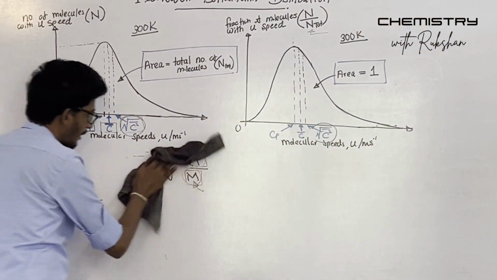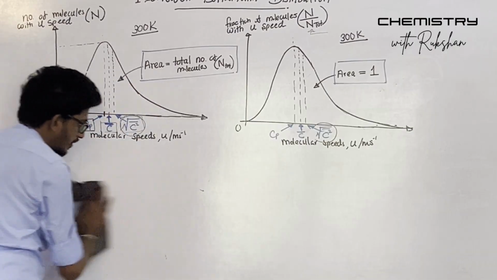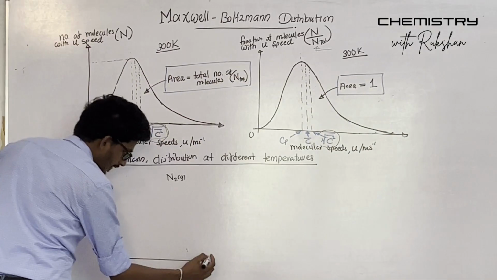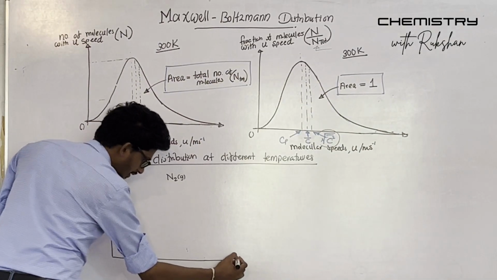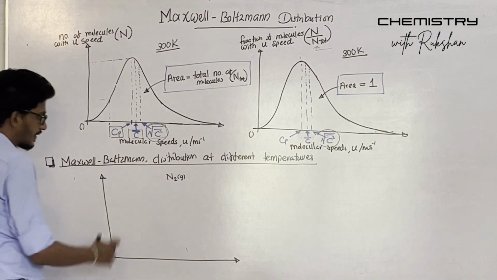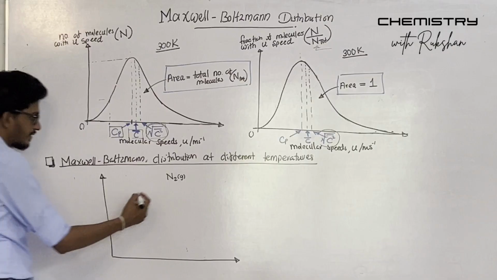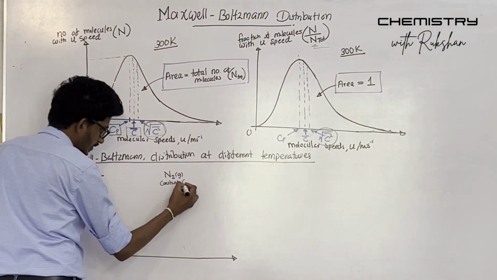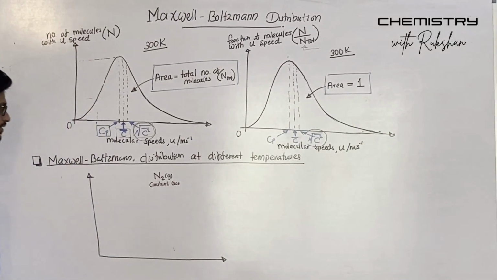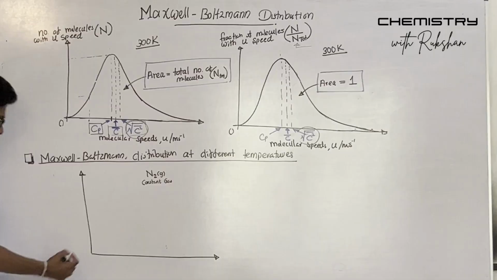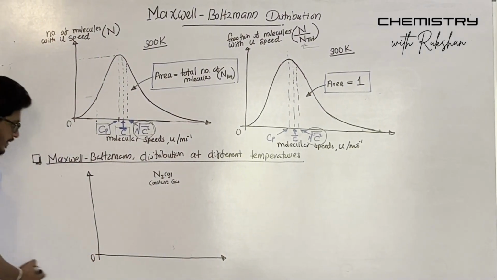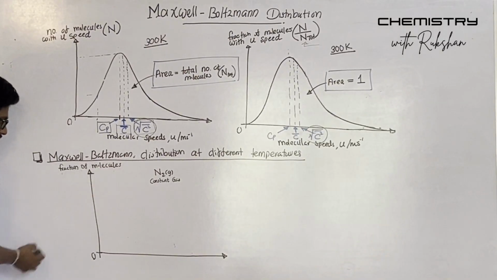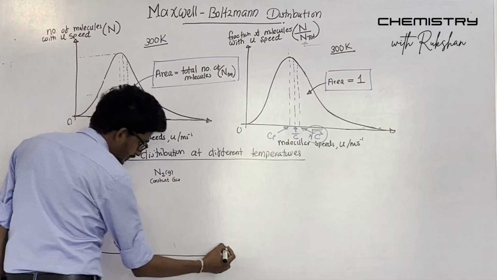See how these guys vary with the temperature. With two different temperatures, let's consider the curves of the same N2 gas, a constant gas with two different temperatures. See, let's go for a fraction of molecules. Here, the speeds.